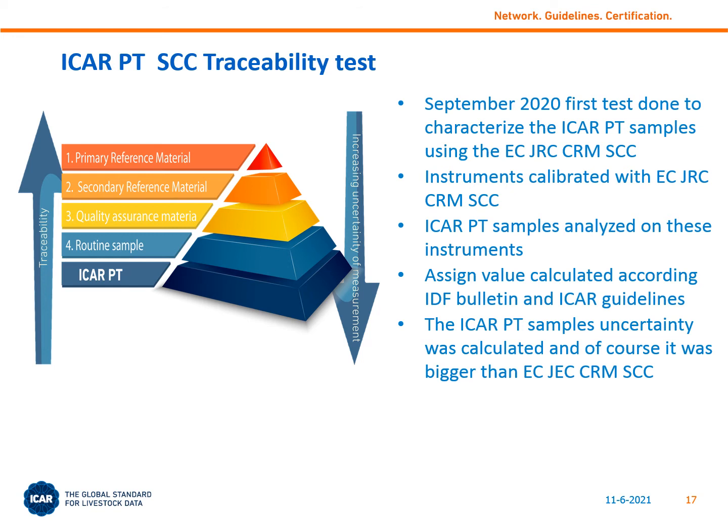According to metrological rules, the farther we are from the certified reference material, the bigger the uncertainty. In this way, we think that the ICAR PT sample assigned values have the bigger uncertainty because they collect all the uncertainty of the level above, the different calibration in the lab, the different quality assurance samples, etc.